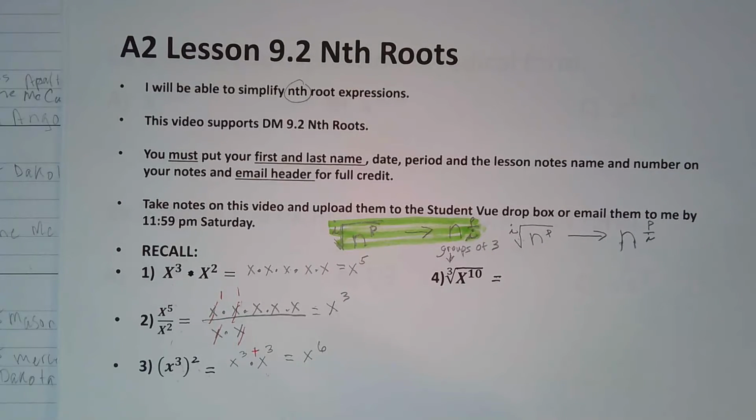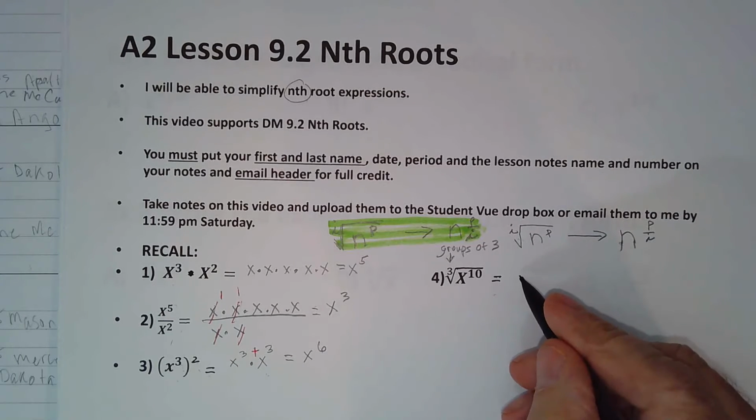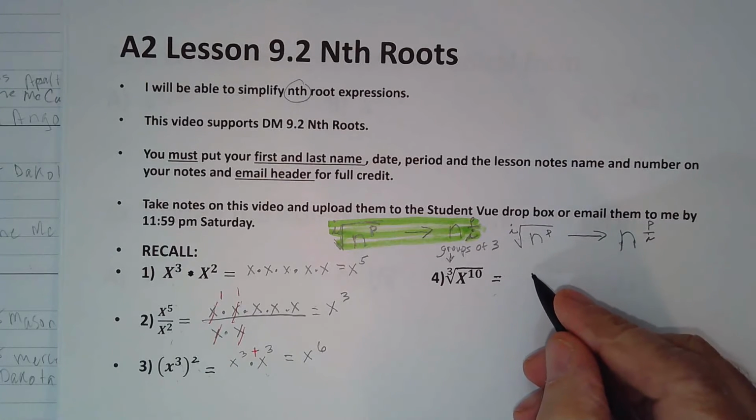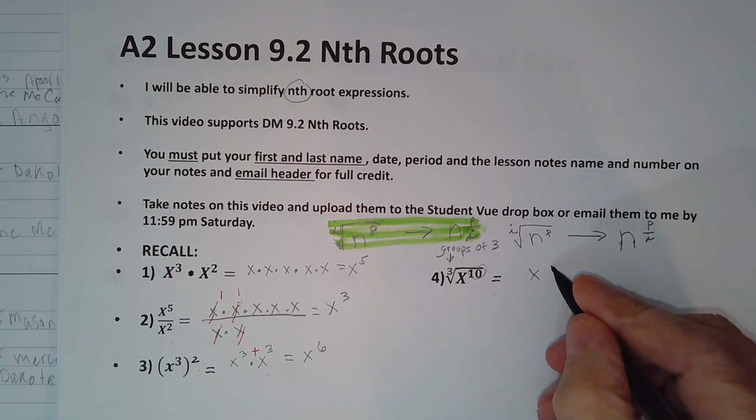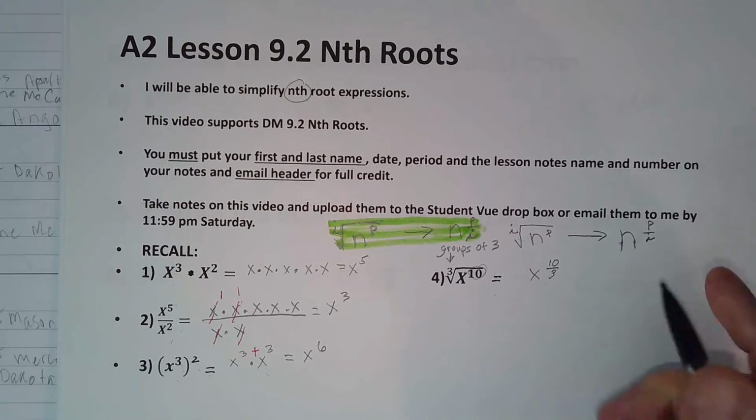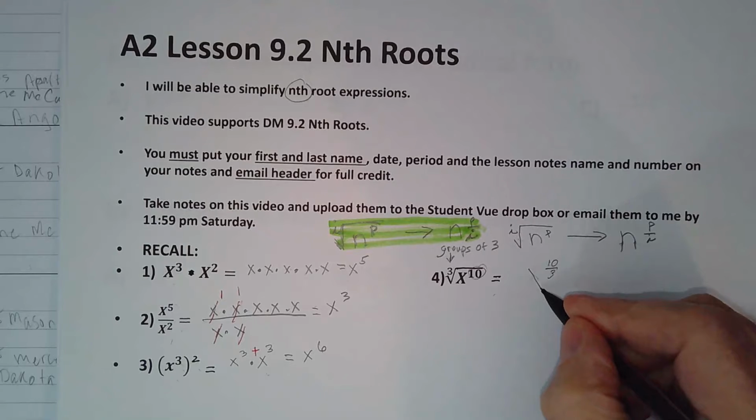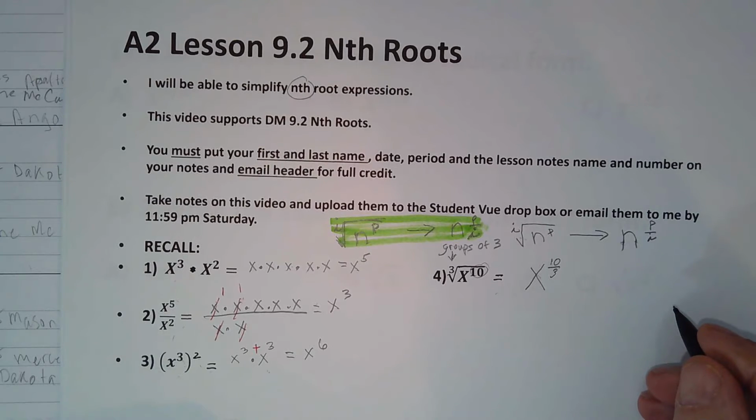Groups of 3. So we can rewrite this like we did up here as a fractional exponent. And so what we would do is we would take the radical, and in this case it's x, right? And its power is 10, right? So to the 10 over, and its index is 3. So we end up with x to the 10 over 3. I'm going to make this just a little bit larger so you can see that that's an exponent up there. Okay?